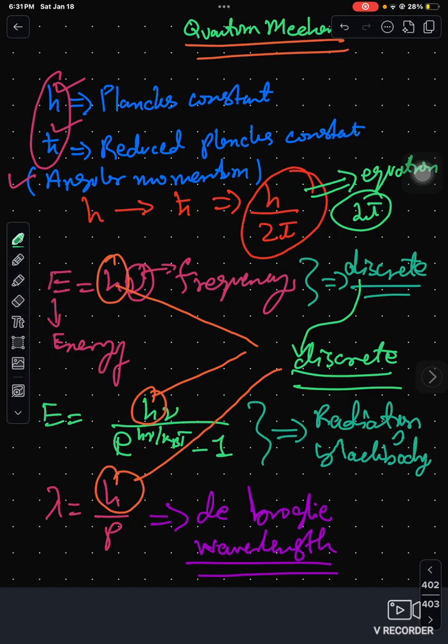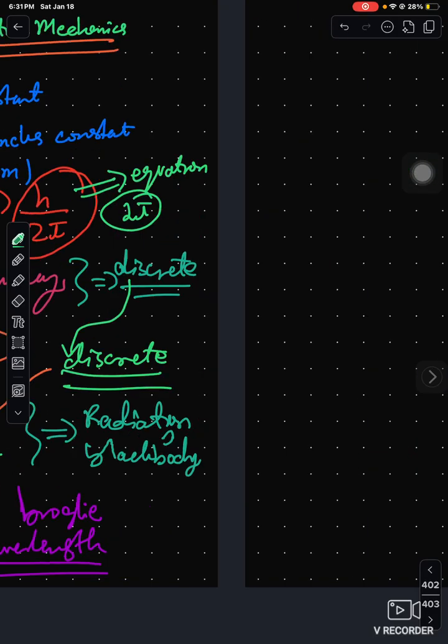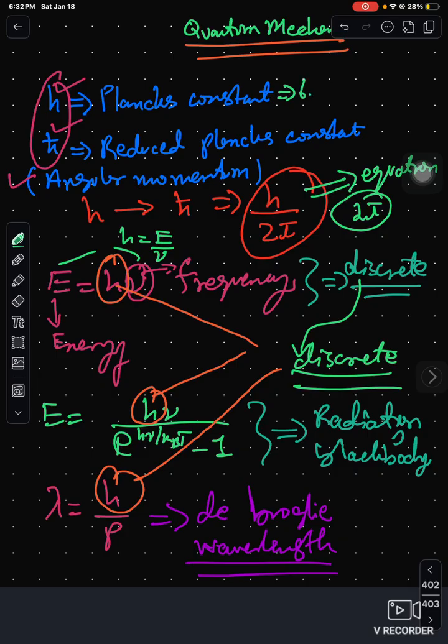This equation can be rearranged as h equals E over frequency, so h is the energy of a particle associated with the frequency. The value for h is 6.626 times 10 to the power minus 34 joule seconds.